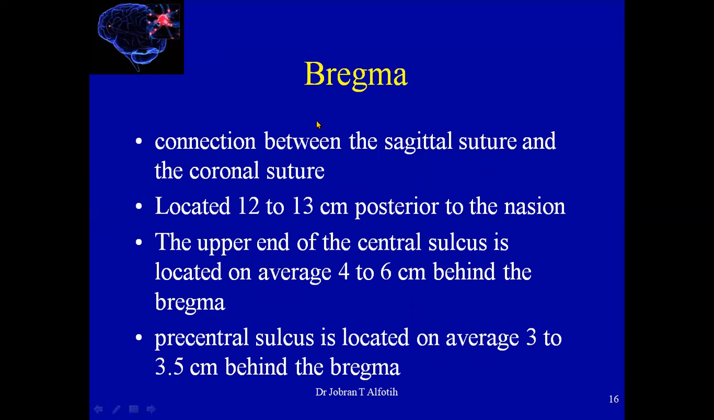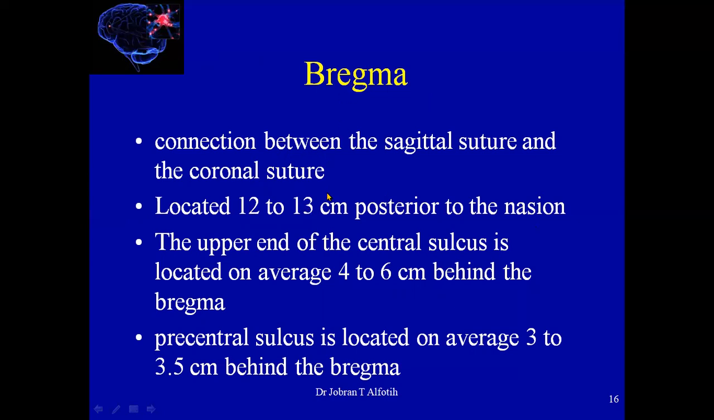Another landmark of the skull is called the bregma. Bregma is the connection between the sagittal suture and the coronal suture. So how do we find the bregma? You can find it by drawing a line from the nasion, 12 to 13 centimeters. We'll find the bregma.